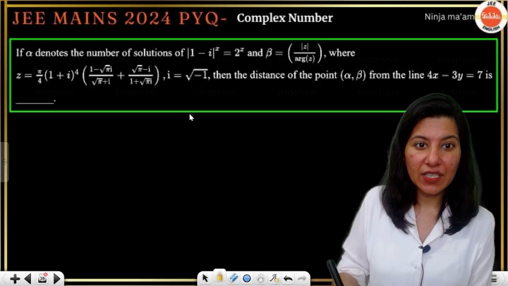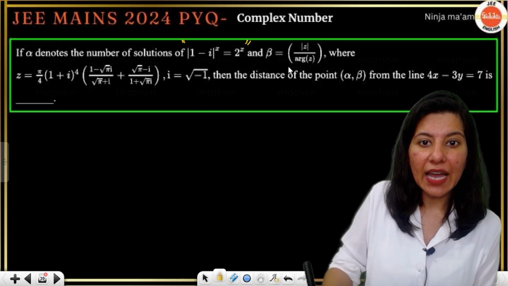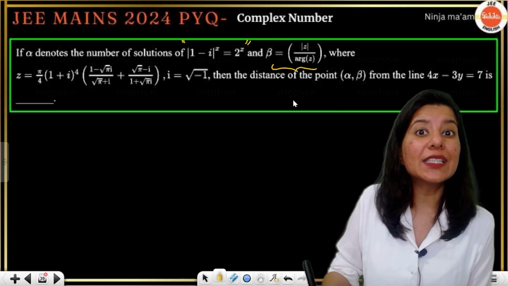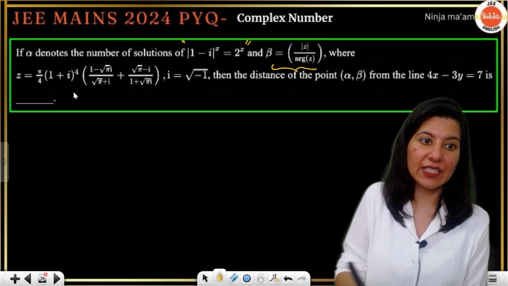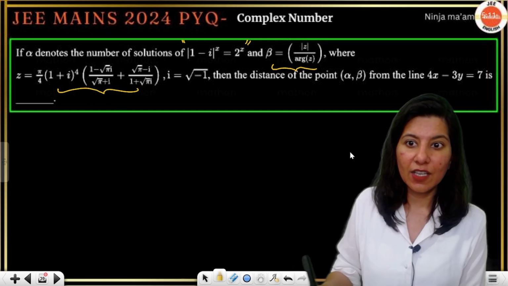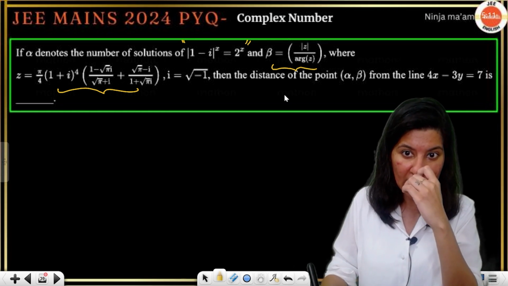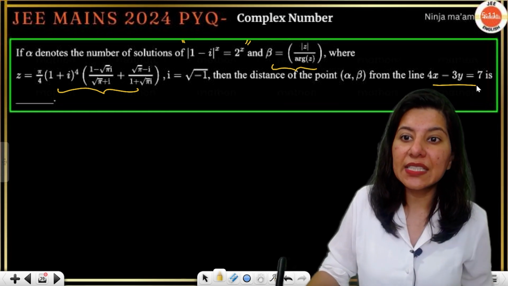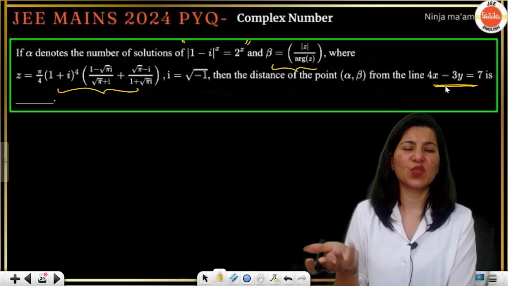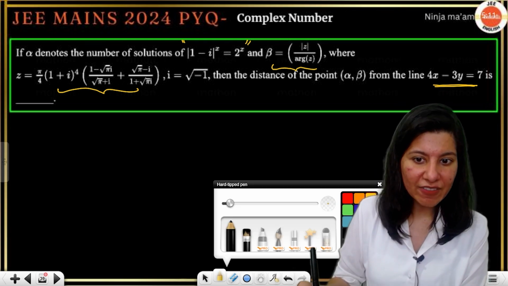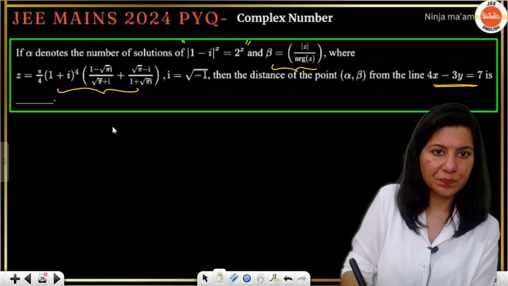If alpha denotes the number of solution of this and beta is mod z upon argument of z, where z is given as this. We are looking for then the distance of point alpha comma beta from this line. Okay. Alpha and beta we are looking more or less. Alpha, calculation of alpha is very easy.